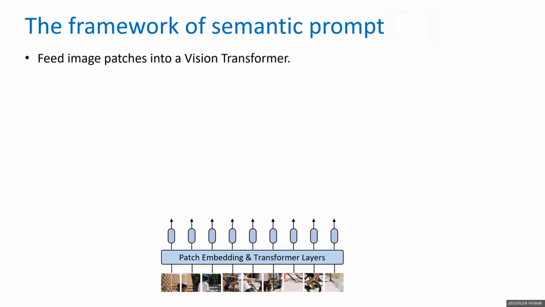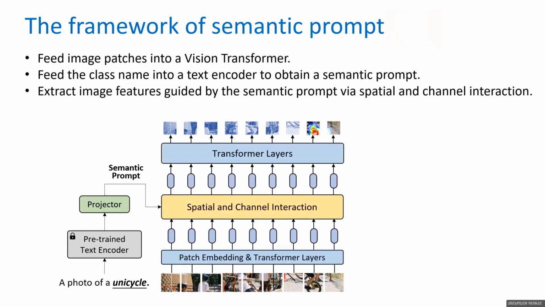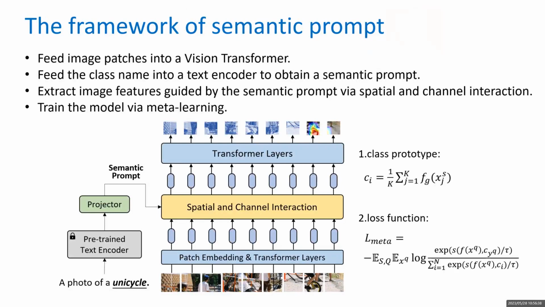To this end, we first feed image patches into a vision transformer. Then, the class name is wrapped with a sentence template and fed into a text encoder to obtain a semantic prompt. The semantic prompt and patch features are fed into the remaining transformer layers, where they interact via the spatial and the channel interaction modules. In this way, the semantic prompt can dynamically adapt the visual features to focus on the intrinsic features of the new class. Finally, we train the model via a meta-learning paradigm.